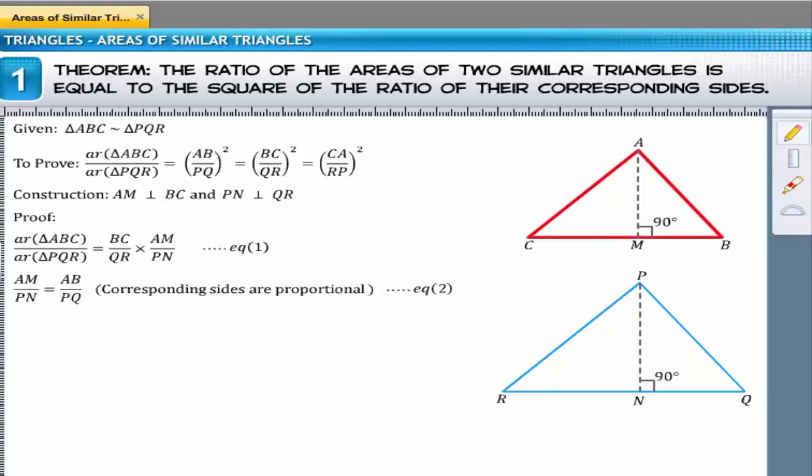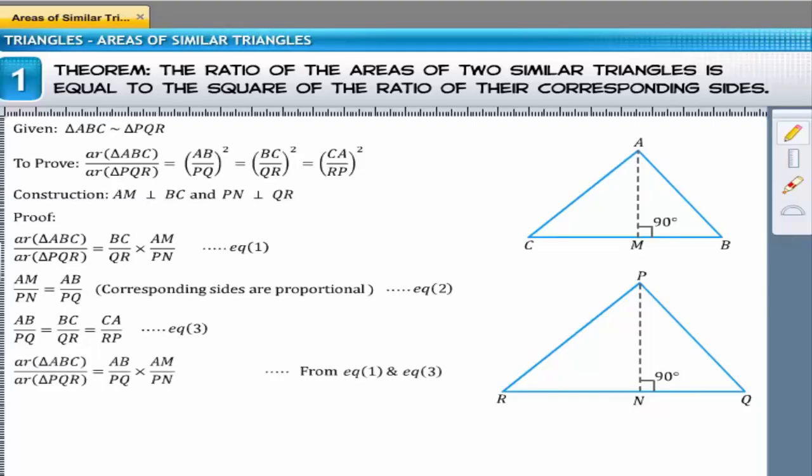We know that triangle ABC and triangle PQR are similar. Therefore, we can say that their corresponding sides are in the same ratio. Let's assign this as equation 3. Now, recall equation 1. By applying equation 3, we can replace BC upon QR with AB upon PQ. Similarly, applying equation 2, we can also replace AM upon PN with AB upon PQ.